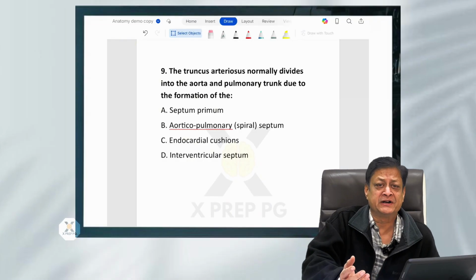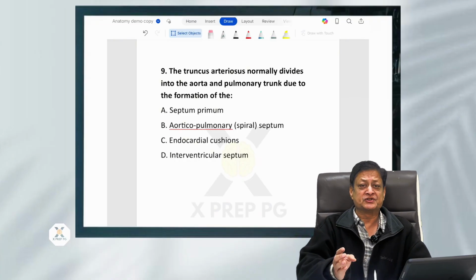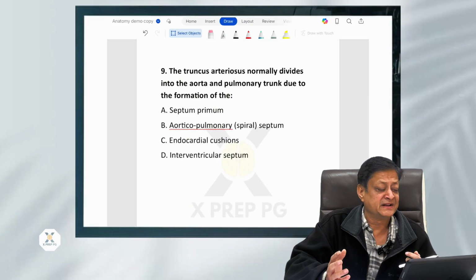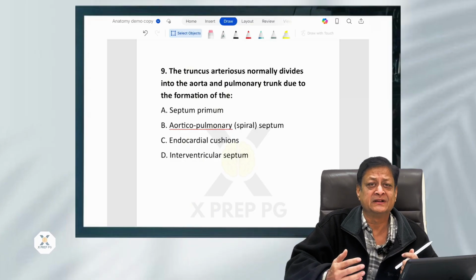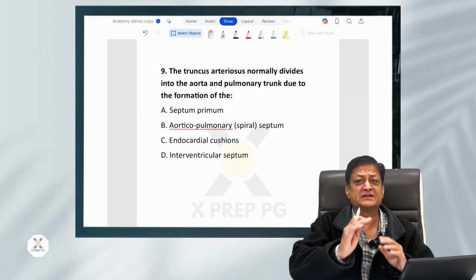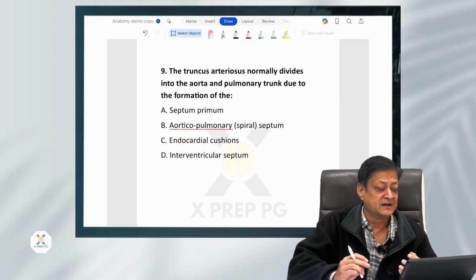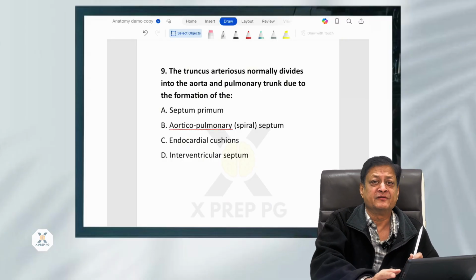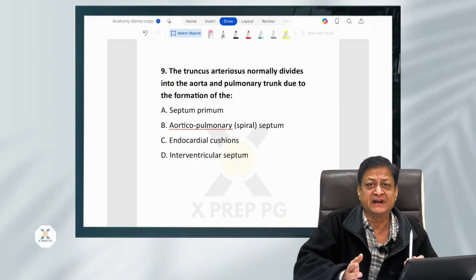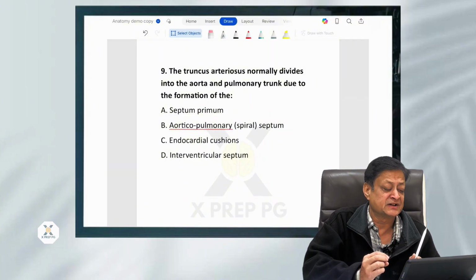We know that the primitive heart tube develops in the cardiogenic area, and in this area the heart tube consists of different sections or saculations: the truncus arteriosus, the bulbus cordis, the primitive ventricle, the primitive atrium, and the sinus venosus. These are parts of the developing heart tube. The truncus arteriosus part is responsible for development of the aorta and pulmonary trunk. There is a spiral septum which vertically divides the truncus arteriosus into two parts, aortic and pulmonary. So our best choice is the aorticopulmonary septum or spiral septum, that is answer number B.